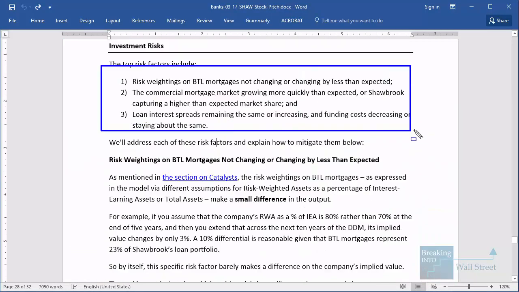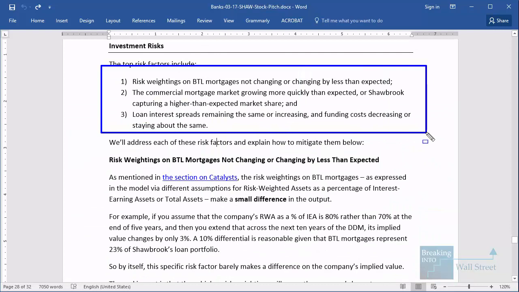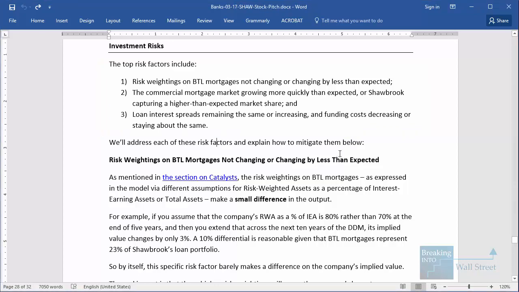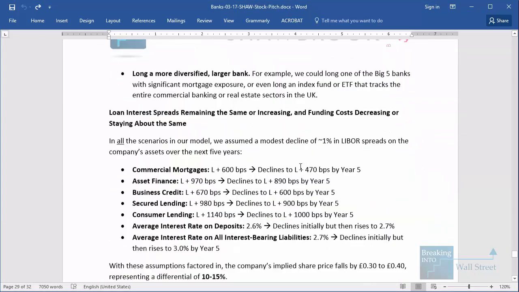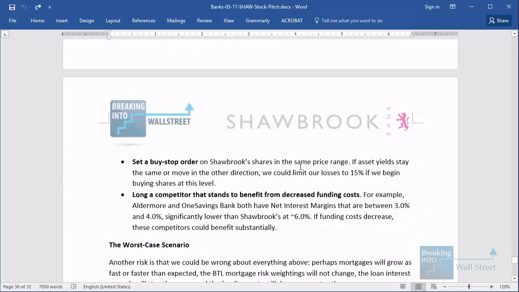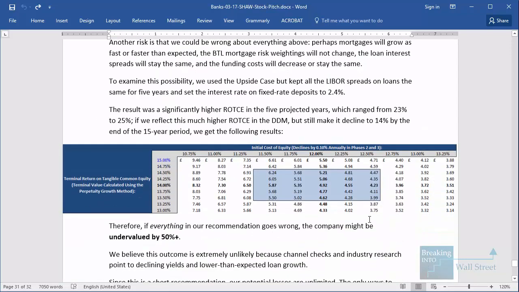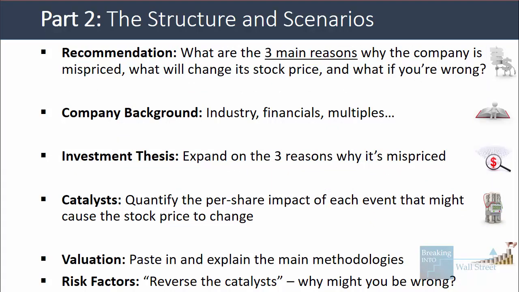So in this case, for example, we take a look at the main catalysts that we mentioned. We reverse them and say, well, maybe the risk weightings on mortgages won't change. Maybe the mortgage market will grow more quickly or as quickly as expected. Maybe loan interest spreads will stay the same or increase. And maybe funding costs will decrease or stay about the same. And we go through each of these and point out why, even though it is possible, we don't find any of these particularly likely and what we could do to hedge against it in the worst case scenario.